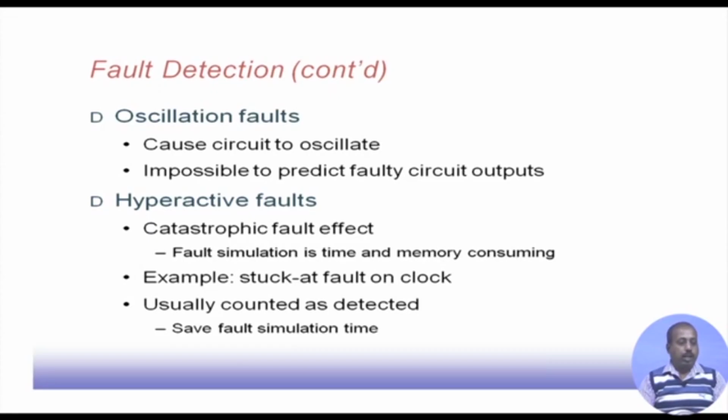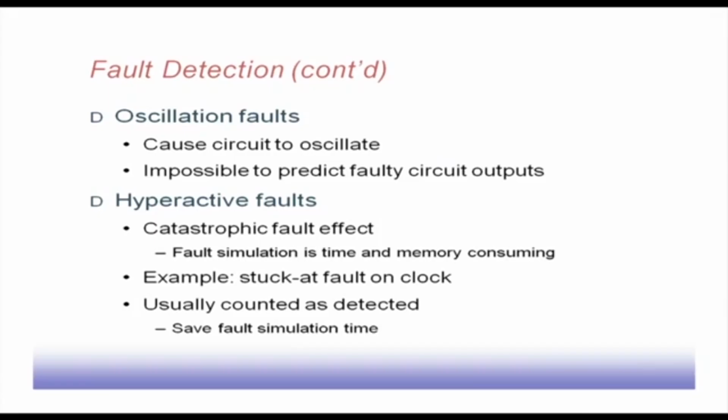Certain faults are called hyperactive faults, and hyperactive faults are catastrophic. They cause a lot of events in the circuit. As a result, fault simulation becomes very time consuming as well as memory consuming. If the fault simulation techniques we have seen are applied for a stuck at fault on a clock line, since the clock line goes to almost everywhere in the circuit, it will create a large number of events. All those events are to be simulated.